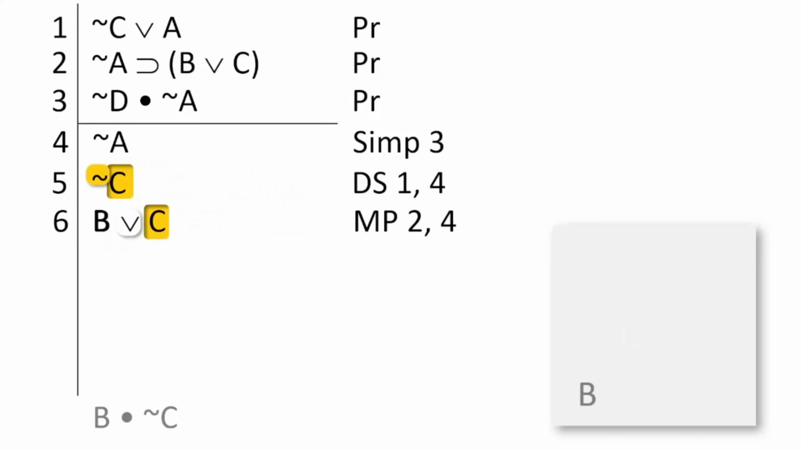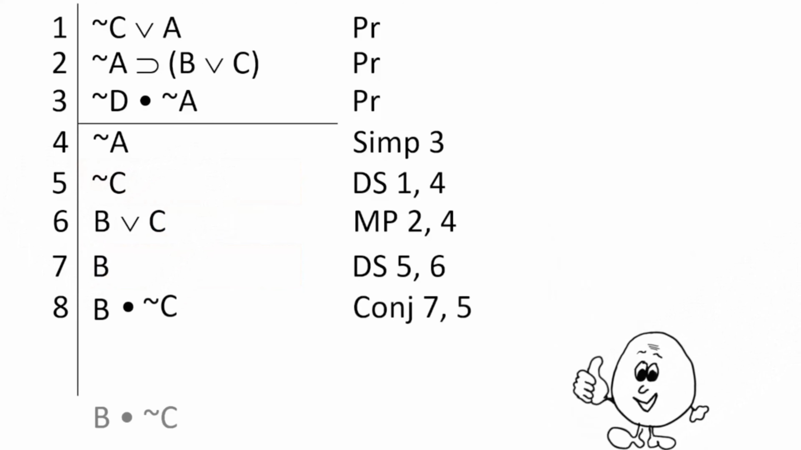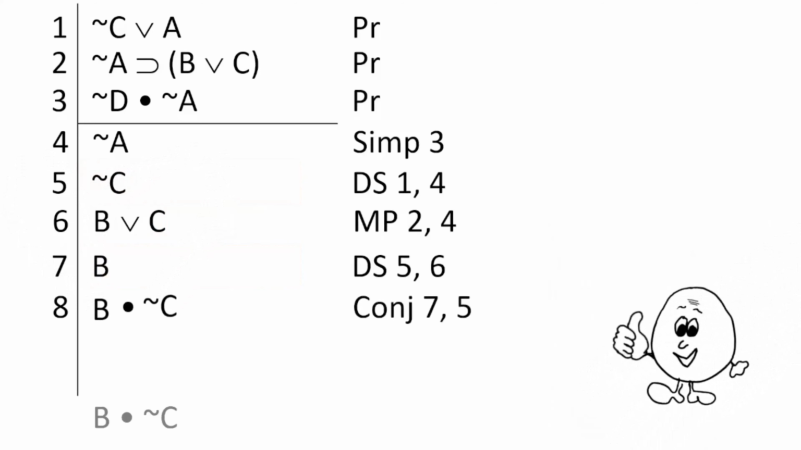And we did all this, remember, to get our conjunction. We now have the ingredients for the conjunction. B in line 7, not C in line 5. We can apply conjunction and we are done with the proof. Okay, we double check that that's what we wanted. We're done.